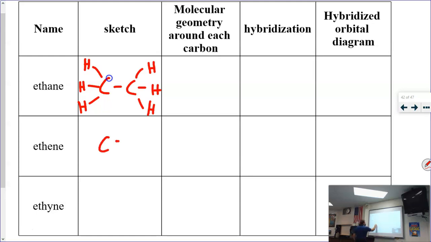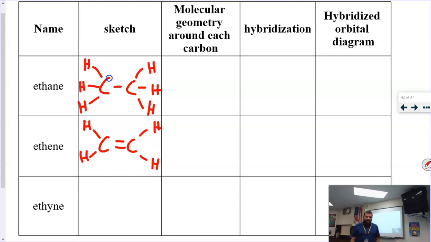Ethene is a carbon-carbon double bond, and there's 2 hydrogens on either side. Now, here's the deal with carbon. I haven't explicitly told you this yet, but carbon makes 4 bonds. Almost always. I would say 99% of the time, carbon will have 4 bonds.